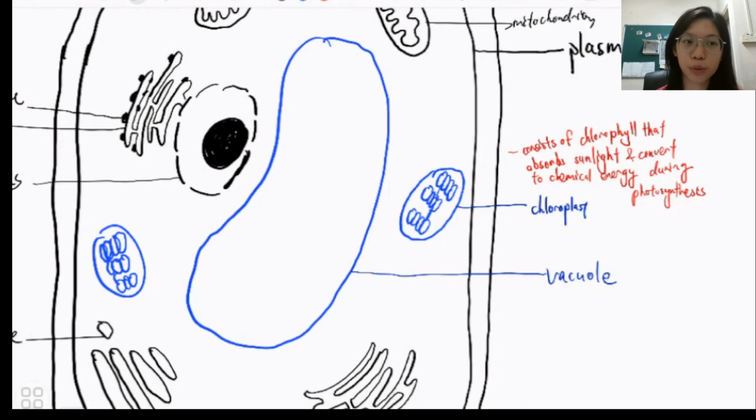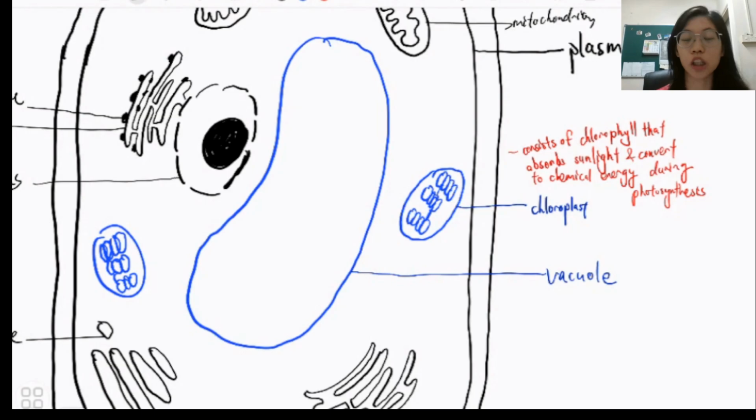And what does the vacuole do? Vacuole normally is the one that stores the cell sap. It is a liquid-filled sap. So this cell sap contains water, nutrients like sugar, amino acids, mineral salts, and so on. Other than that, it also has the function of making this plant cell turgid when it is filled with water.